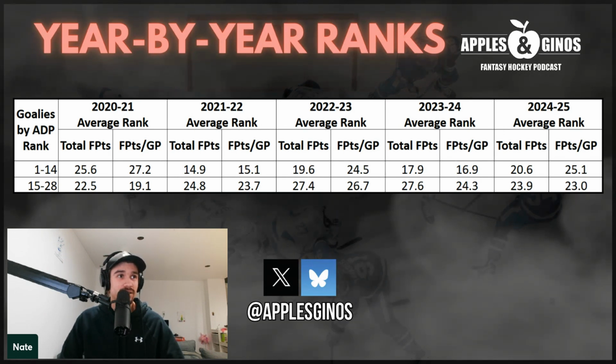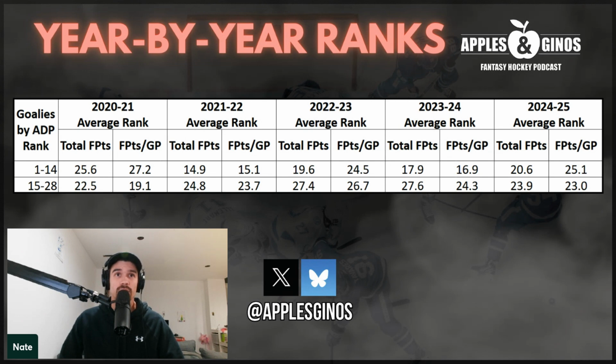And actually, the season after, 21-22, was a lot better season for the goaltenders ranked 1 through 14 by ADP. Then it kind of bounced back the other way in 22-23. It came back up a little bit in 23-24, and this past season is actually the worst season for goaltenders by ADP rank 1 through 14 since that 2020-21 COVID shortened season.